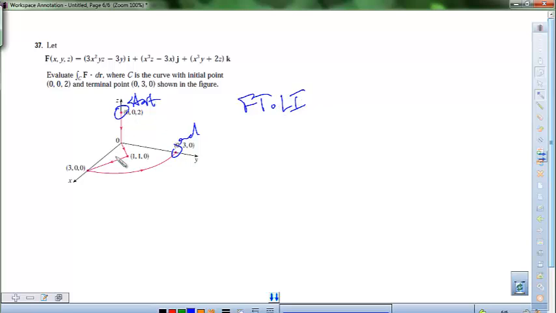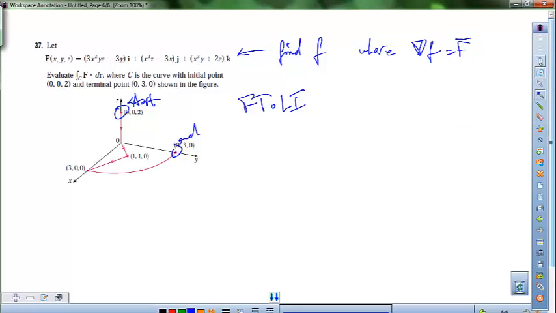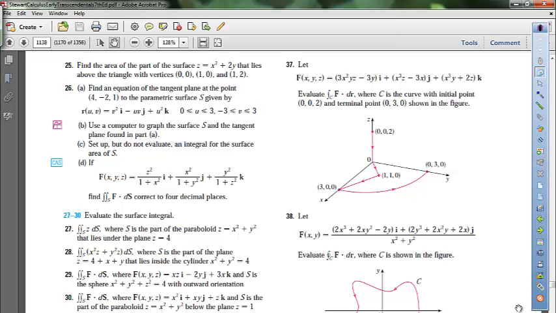So I have a start and an end, so I'm hoping that this is actually a conservative vector field, and I would find its potential function. So from here we would find little f, where the gradient of little f is equal to the vector field. So I would probably use the first fundamental theorem there. And then one more problem to look at.